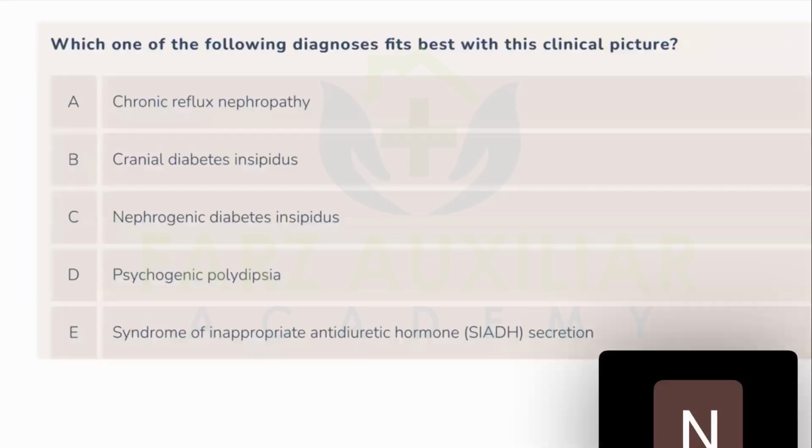So these are the options. A bipolar patient, I think everybody knows what bipolar disease is, right? These are psychiatric patients. They are under some treatment by the psychiatrist, and they present with this clinical scenario. Is it nephrogenic diabetes insipidus? Sorry.